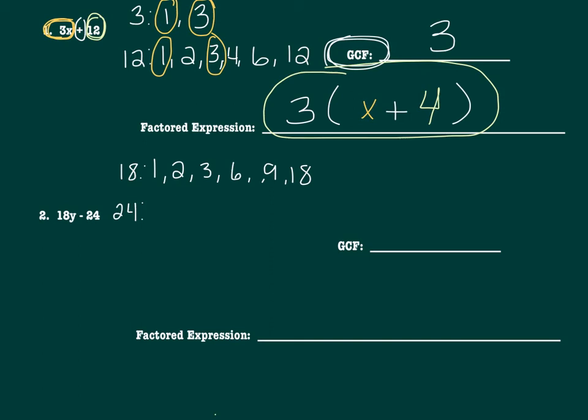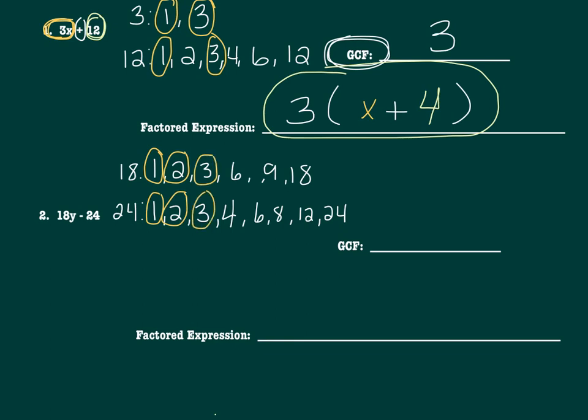For 24, we can do 1 and 24. I can also do 2 and 12. We can also do 3 and 8. And lastly, we could do 4 times 6. So those are all the factors of 24. So again, I'm going to circle all of those numbers they have in common. They have a 1, a 2, a 3, and a 6. Everything else you can see is not the same. So again, which one of those is the greatest?